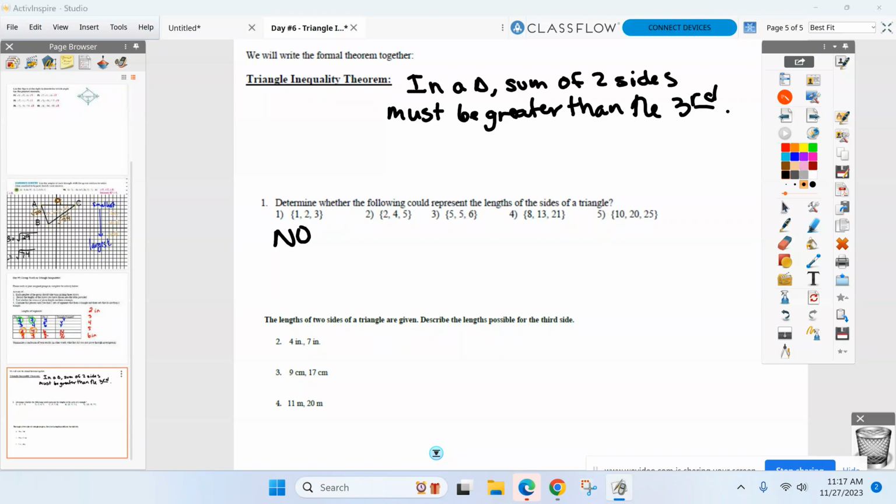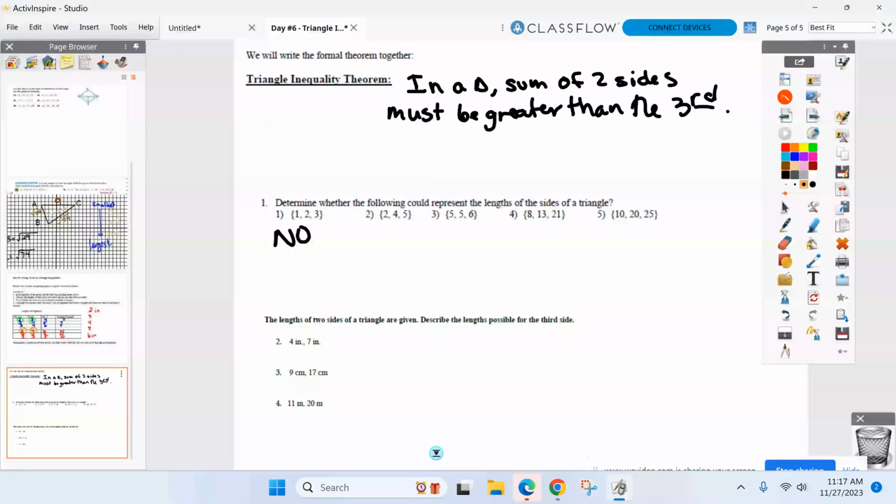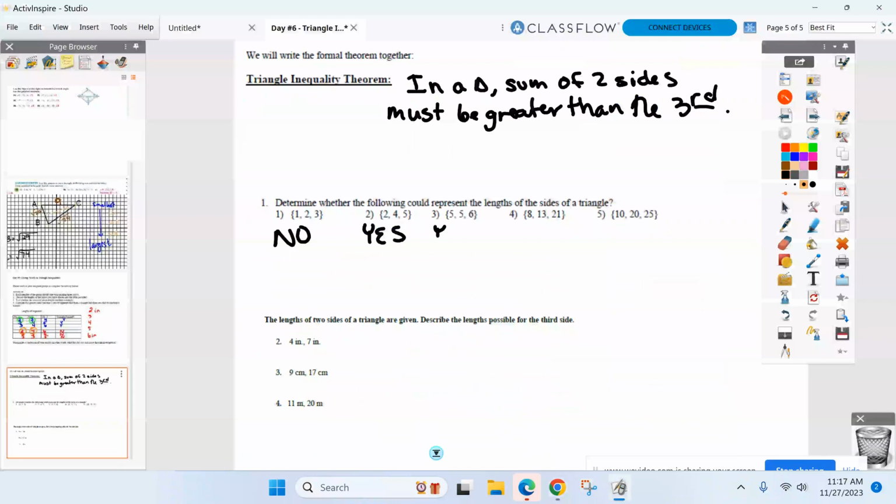2, 4, 5, would that form a triangle? 4, 8, and 9, would that form a triangle? Yes, it would. How about 5, 5, 6? Yes. And for a little extra bonus, what type of triangle is that? Isosceles. There you go, Josh.